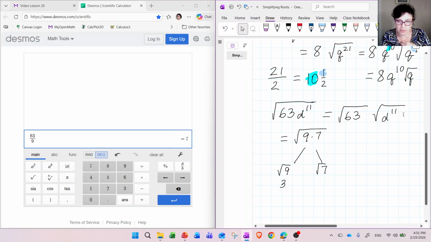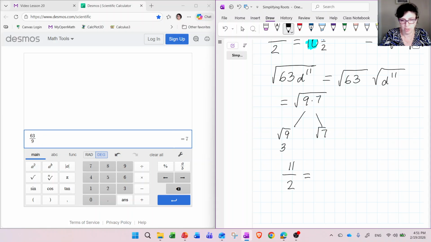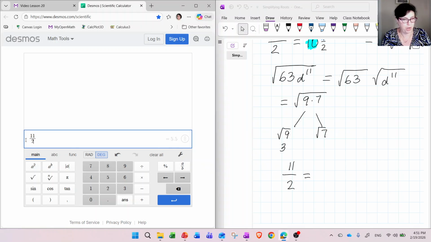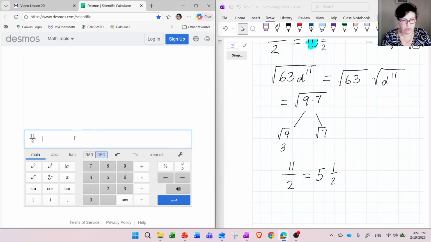Now let's deal with the other part, with the variable part. Again, I'm going to start with 11 divided by the index of the root. So it's going to be 11 halves. I need to write it as a mixed fraction. Okay, so it tells me when I divide it, it's 5.5. So in other words, that's going to be 5.5. But again, if you want to see it, you subtract 5 and then just click and you will see that the 1/2 is the answer.